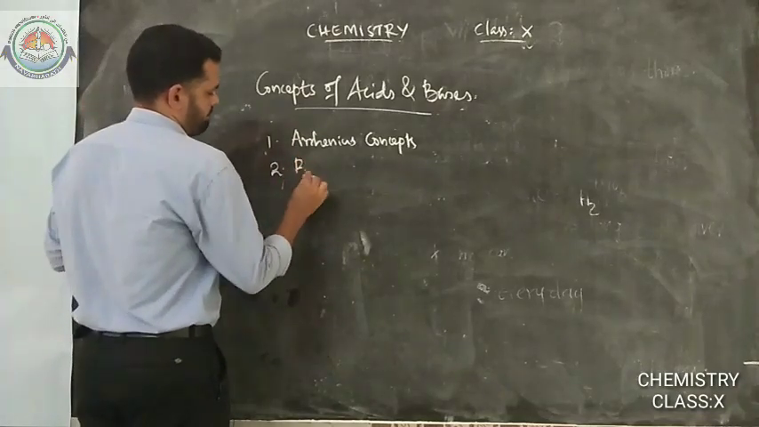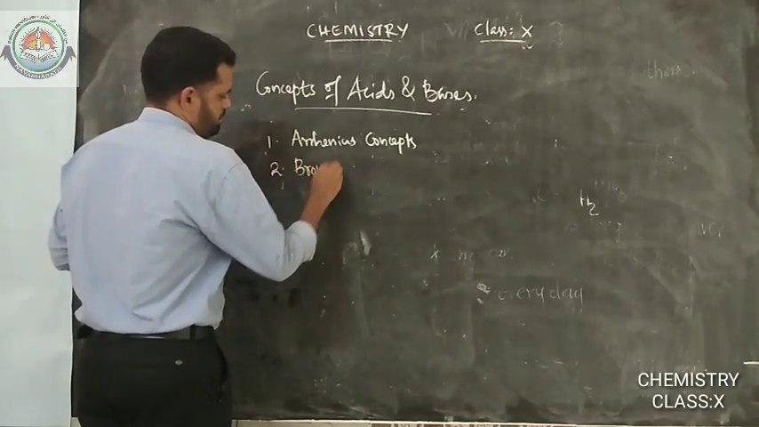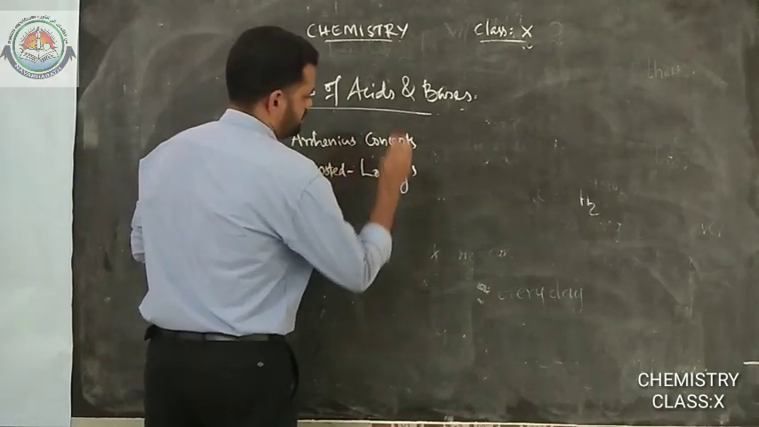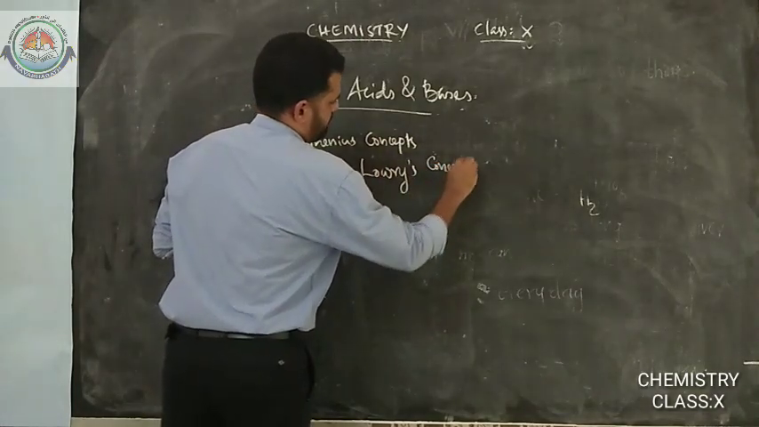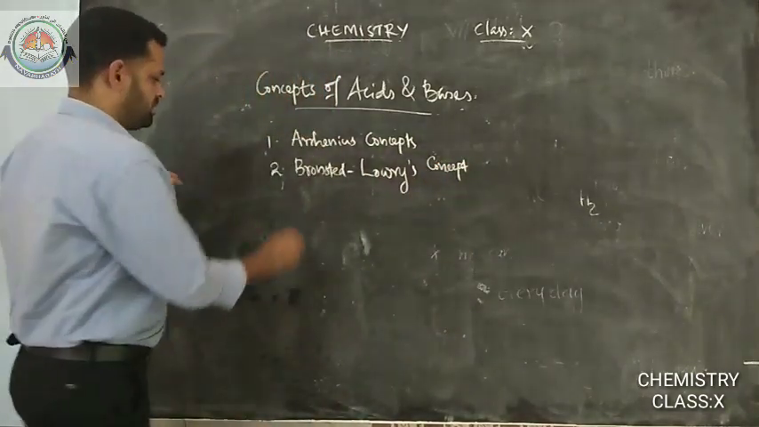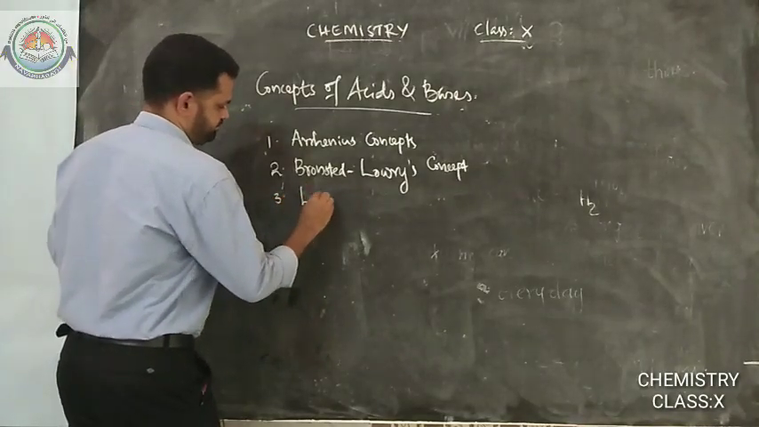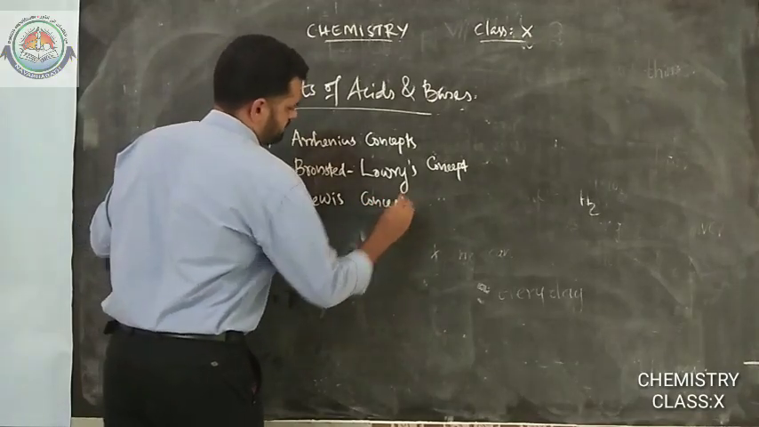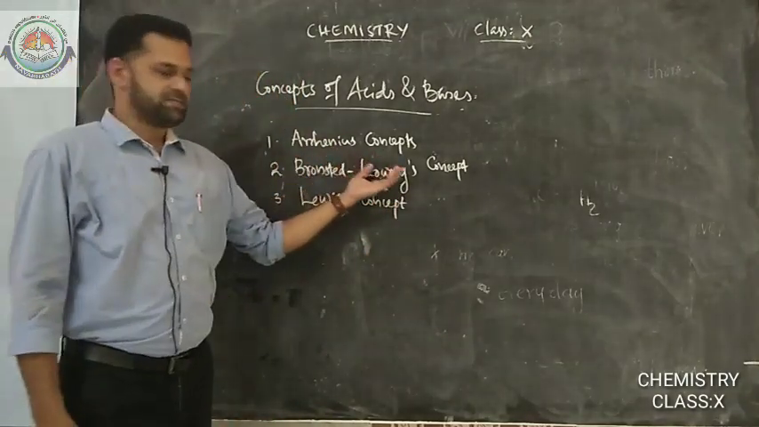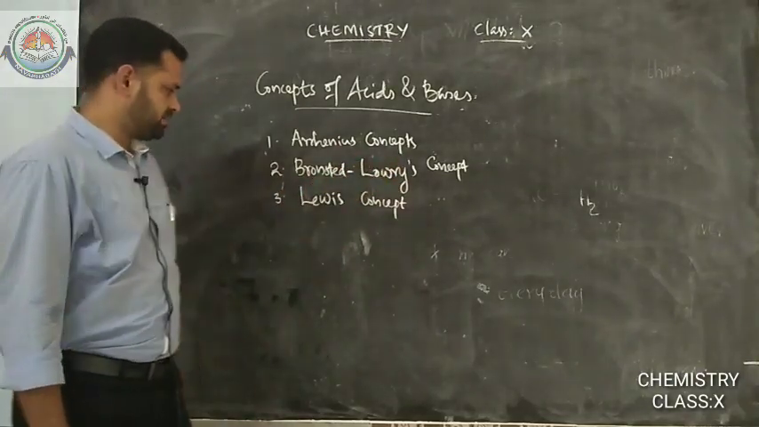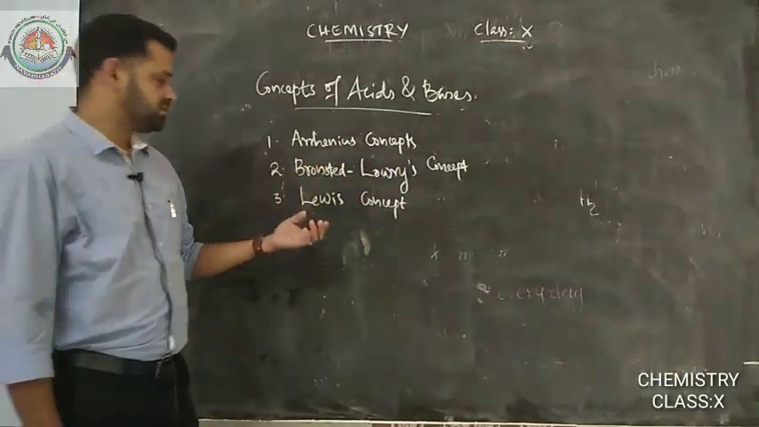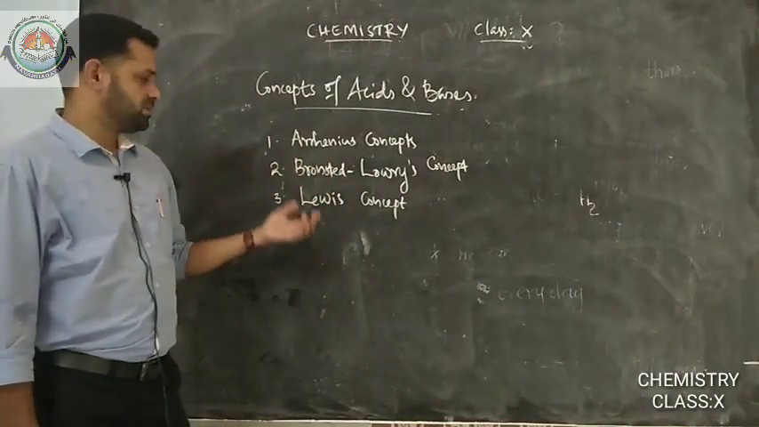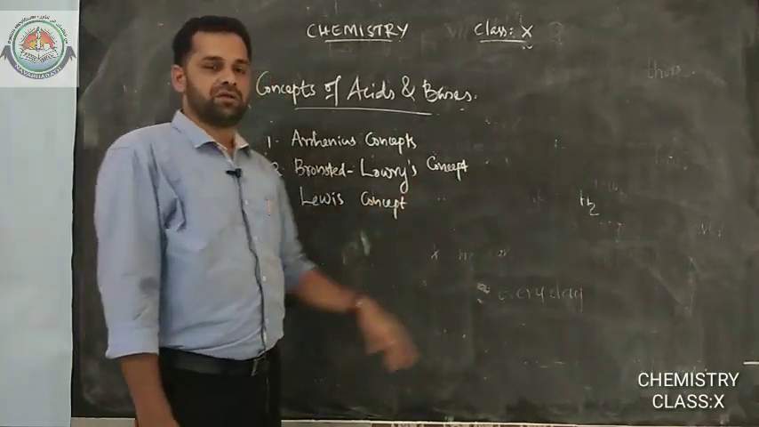Then Bronsted-Lowry's concept of acids and bases, and the third one is Lewis concept of acids and bases. Here we are discussing Arrhenius concept and Bronsted-Lowry's concept, and the Lewis concept you will study in higher classes.